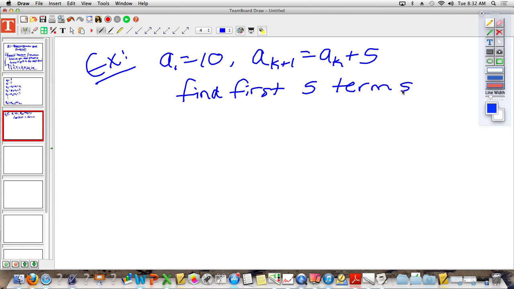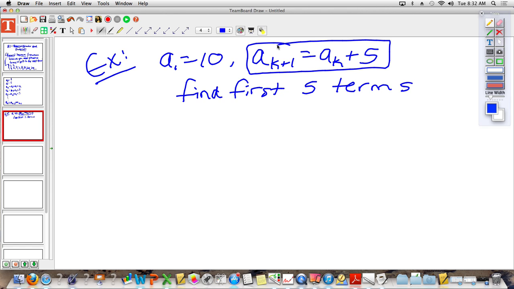So, the notation. A sub 1 equals 10, yeah. In other words, the first term of this sequence is 10. Now, this is actually not difficult, but I think the notation is kind of strange. So this is our recursive formula. This thing right here is our recursive formula.